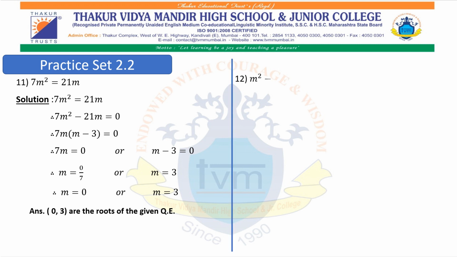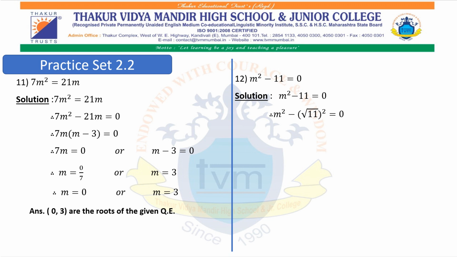Sum number 12. m square minus 11 equals 0. Solution: m square minus 11 equals 0. Again the equation is not given in the standard form, but we can see m square is the square of m and 11 is the square of root 11. So it will be written as m square minus (root 11) whole square equals 0.